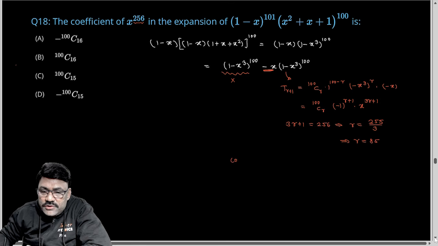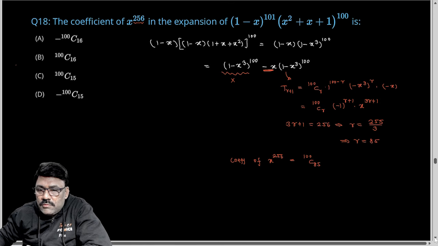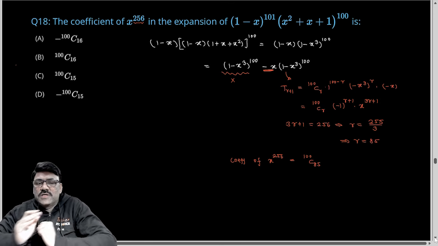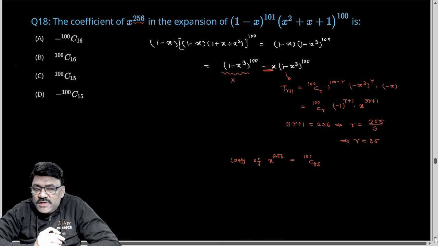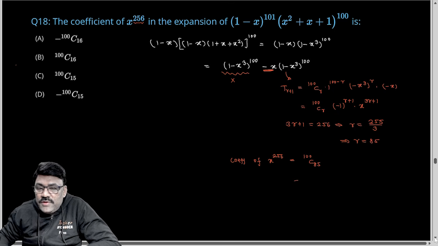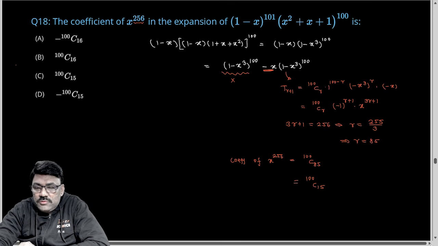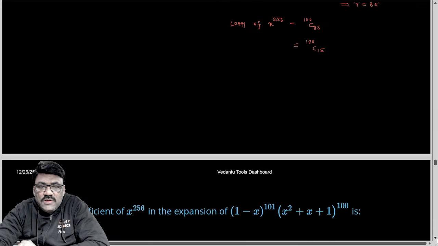So what is the coefficient of x raised to 256? It is 100 C85 times minus 1 raised to 86, which is 1. So 100 C85 will be the correct answer. And 100 C85 is the same as 100 C15. So option C should be the correct option here, 100 C15.